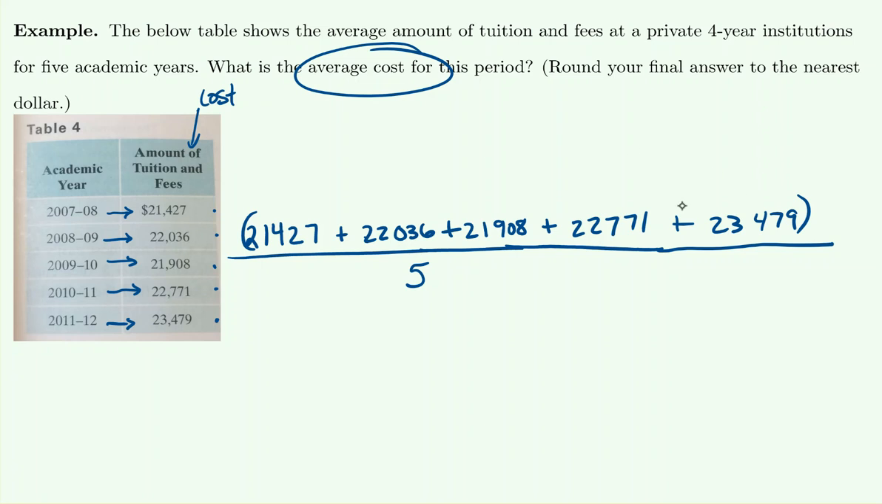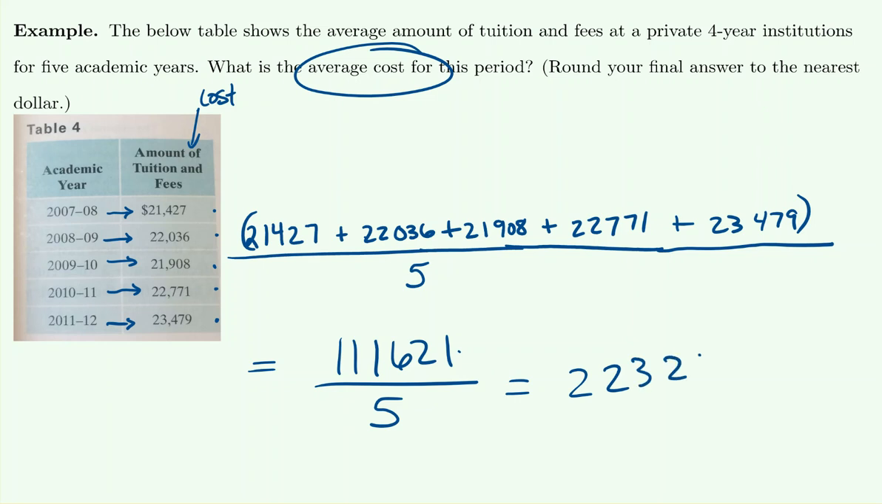Let's simplify the numerator, or the sum, from the top. And we would get 111,621. We're going to divide that by 5 using our calculator. And we would get that the average cost over this 5-year period of time is $22,324.20, and that would be per academic year.